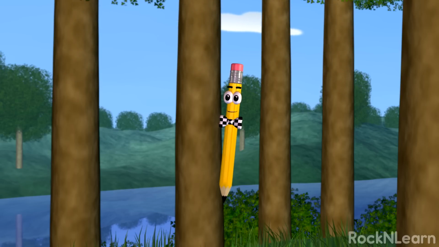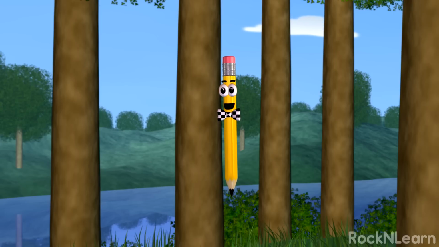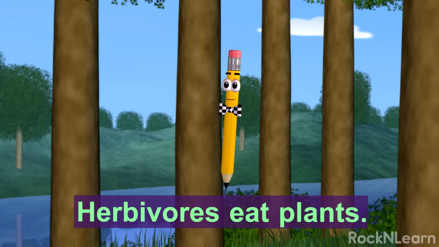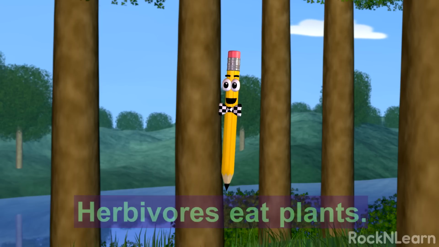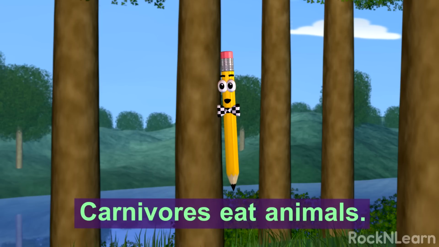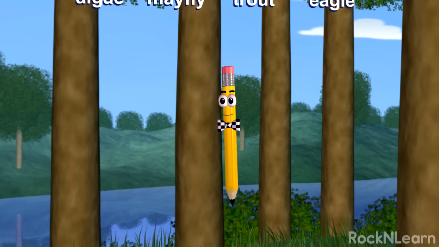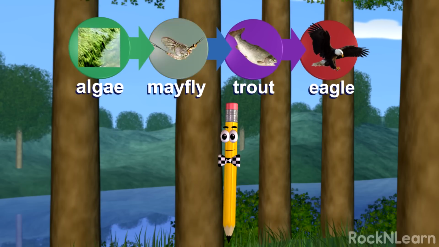Most animals cannot make their own food, so they must eat plants or other animals to get the energy they need to live. All animals are considered consumers. Herbivores or plant eaters consume plants. Carnivores consume other animals. So in this food chain, the mayfly, the trout, and the bald eagle are consumers.